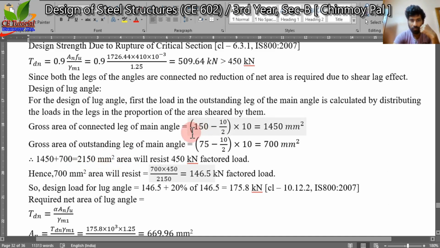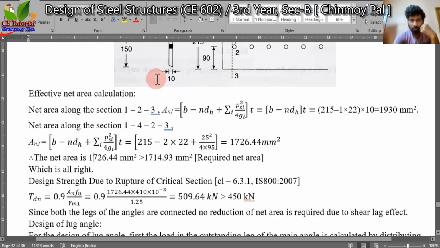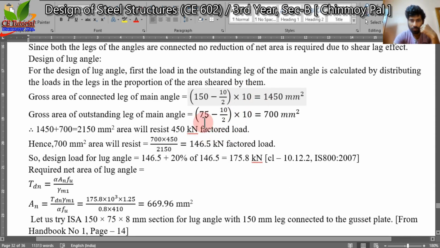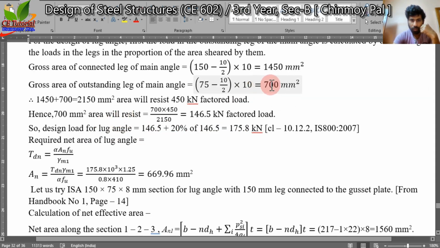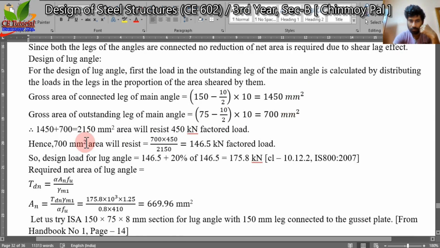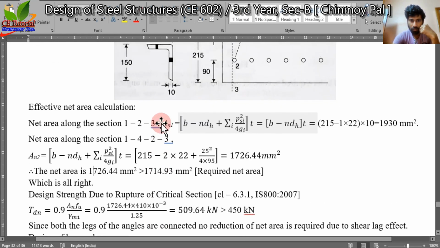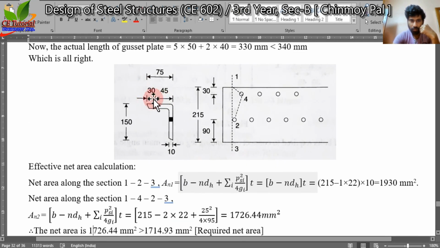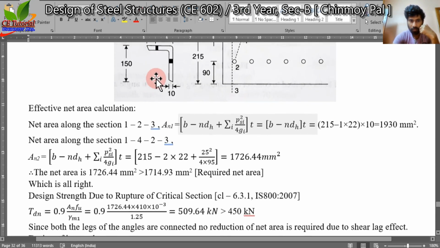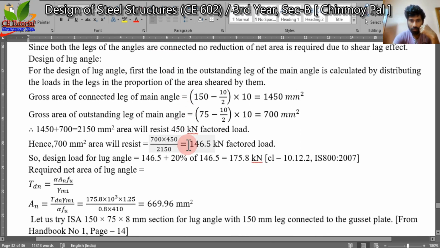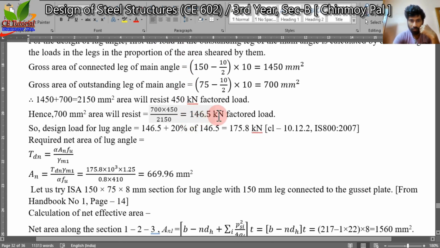We are calculating directly from this figure, that is 2150 millimeter square, and it will resist 450 kN factorized load. So 400 millimeter square will resist 146.5 kN factorized load, and the 700 millimeter square area belongs to this 75 millimeter leg, and this leg will carry 146.5 kN factorized load.